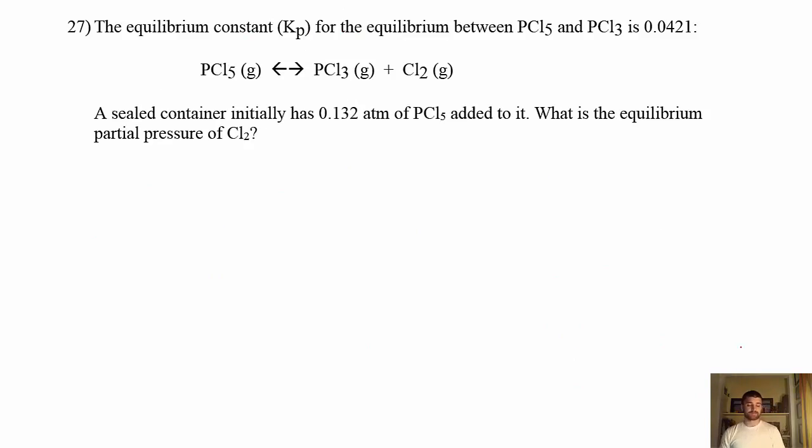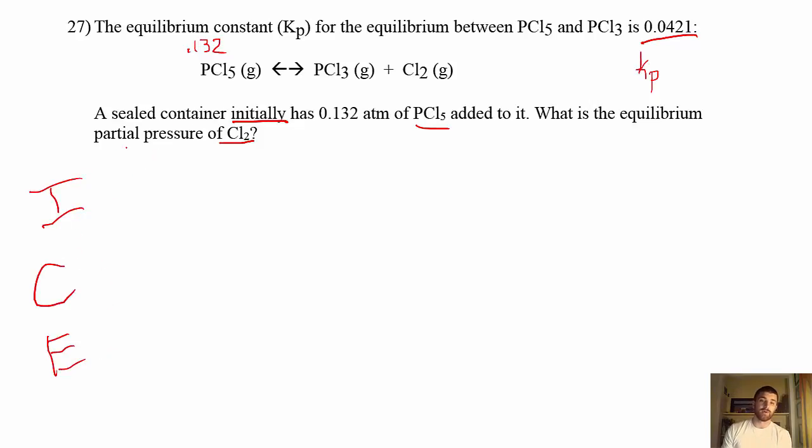All right, 27. Equilibrium constant for the equilibrium between PCl5 and PCl3 is this value. So again, they give us the value. So that's our Kp. A sealed container initially has 0.132 of PCl5 added to it. What is the equilibrium partial pressure of Cl2? So this is going to be another one of those, hey, they said initially. So that's kind of our clue to, hey, we probably are going to have to do an ICE box, an initial change equilibrium.